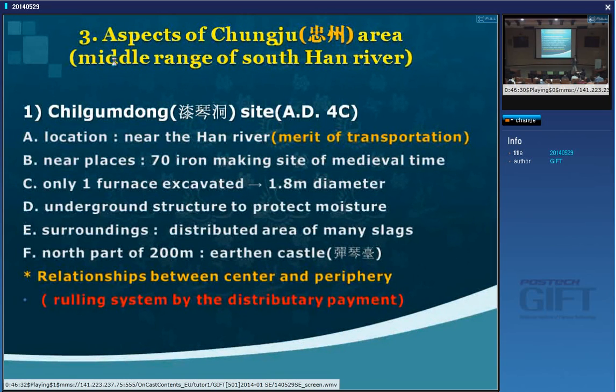In ancient times, the central place and the periphery were related in many kinds of relationships. One method was that in the periphery they produced iron or copper or various important products and distributed them to the central place. By that method, the center and the periphery relations became much stronger. Understand? This distributory payment, in history, is the method by which they maintained the ancient nation.